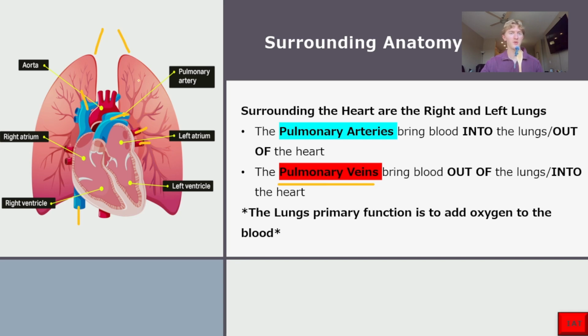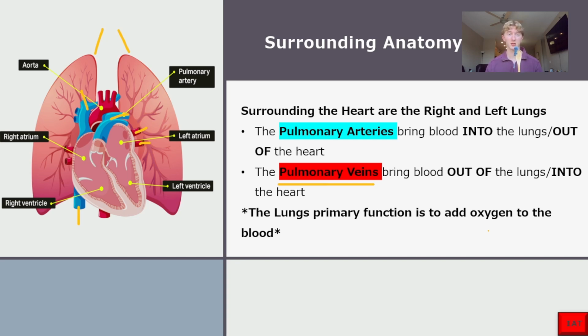And we have to know that the lungs are surrounding the heart to understand how we are getting this oxygen and getting rid of this CO2, right? So, again, just to reiterate, the lungs' primary function is just to add oxygen to the blood and also take away CO2 from the deoxygenated blood. So, if that makes sense to you, let's go on to blood flow.